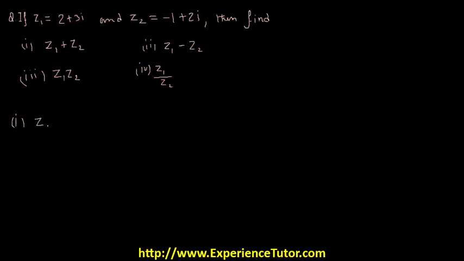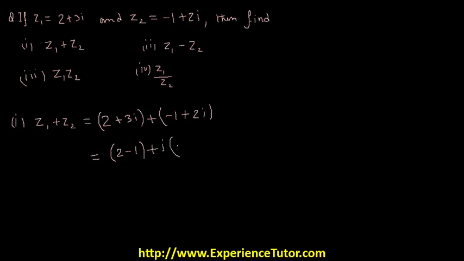Z1 plus Z2 is equal to 2 plus 3i plus minus 1 plus 2i, which is equal to 2 minus 1 plus i (3 plus 2), which is equal to 1 plus 5i.